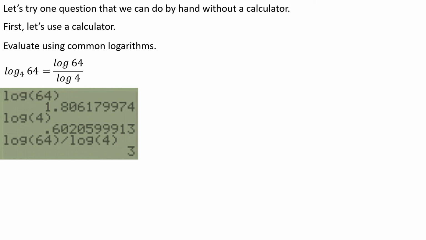What a shocking surprise. Now, of course, log 64 is a weird looking decimal. Log of 4 is a weird looking decimal. But log 64 divided by log 4 is exactly 3. Let's try it with natural logs. Do you think we'll get the same answer?